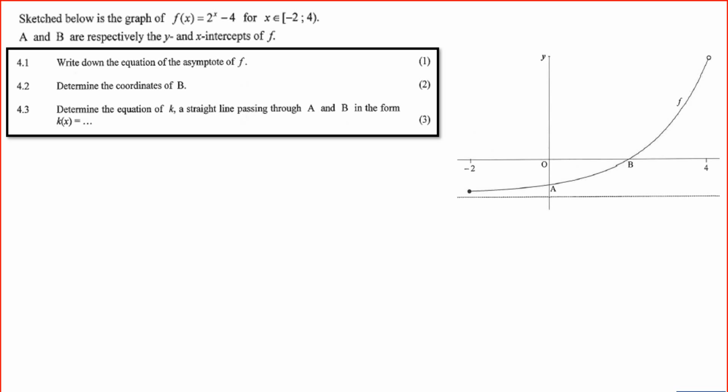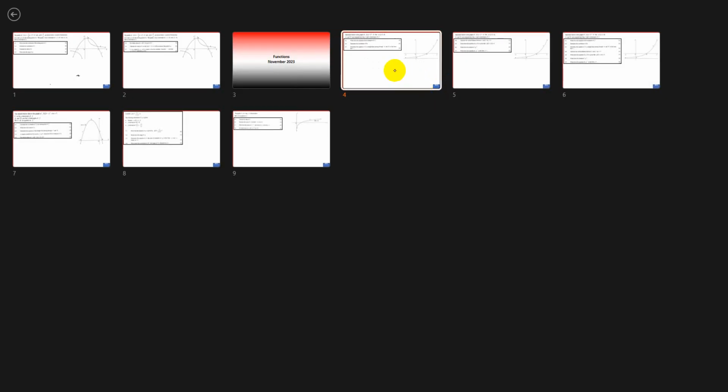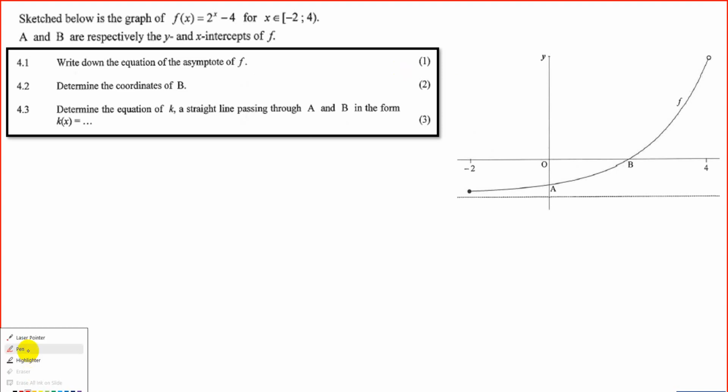Hi, in this video we're going to be looking at functions, and we're focusing on the November 2023 NSC final paper. So we're going to look at question 4, and we're going to start off by reading that question. The question says, sketched below is the graph of f of x equals 2 to the power x minus 4. Now that is an exponential graph, and the minus 4 actually represents your asymptote. So we can go to the asymptote and put down minus 4.